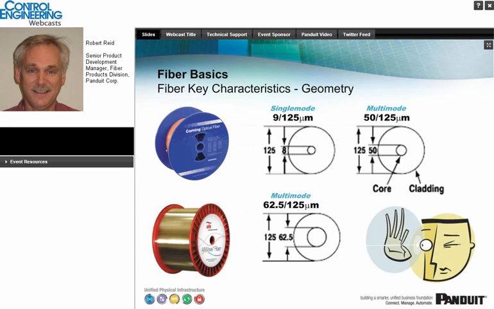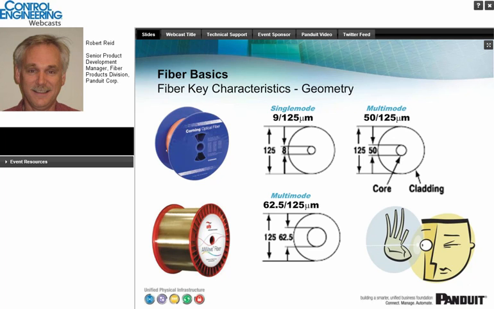Very briefly, key fiber characteristics, geometry. Single mode, we won't talk too much about that. Multi-mode, the two main types: OM1, 62.5 as a core, that's where the light transmits through, and 125 as a cladding. 50/125 is an OM2, OM3, or OM4 fiber.